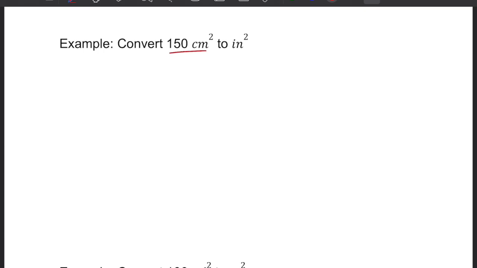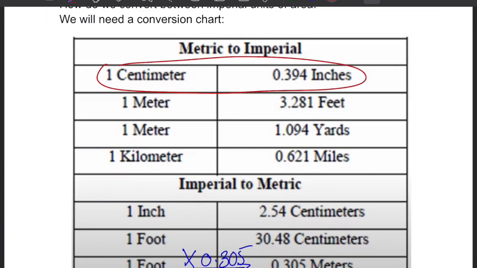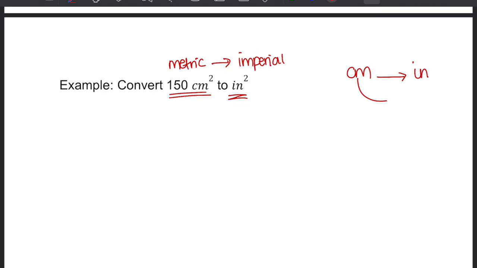Here we're converting 150 centimeters squared to inches squared. So this is metric or SI, and we're going to imperial. So we're essentially looking for the conversion from centimeters to inches, and that will help us convert from square centimeters to square inches. So let's go up to my table. Centimeters to inches is here. 1 centimeter is equal to 0.394 inches. So I multiply by 0.394. So let me write that next to my question. So I multiply by 0.394.